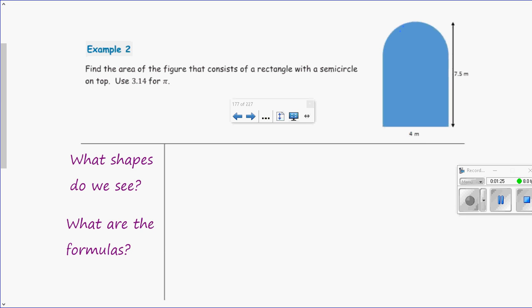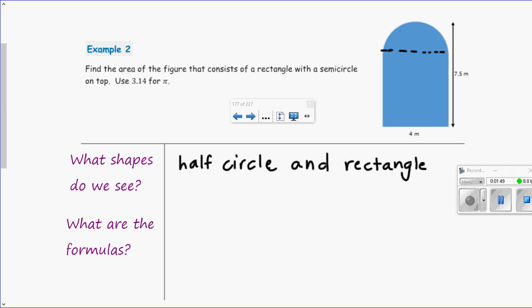Okay, I can see half of a circle, and you can just write half circle. And the other shape, be careful saying square. I know that a lot of kids think square when they see that, but we don't know for sure if it's a square. We do know that it is a rectangle. It might end up being a square if all the sides are the same.